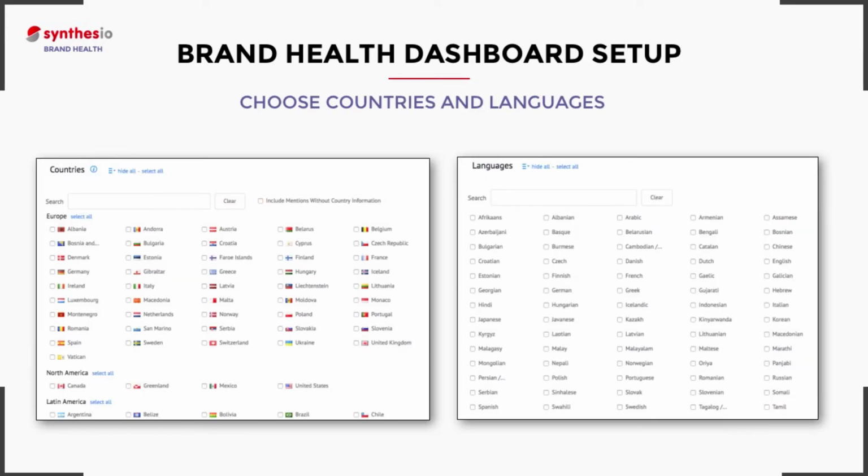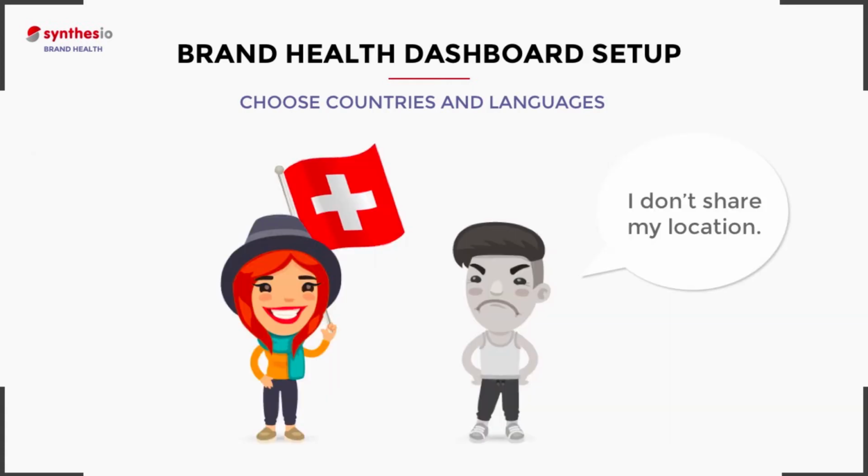Choose the countries and languages for monitoring. To cover social users who do not share geography, select Include Mentions Without Country Information. Language detection, powered by Synthesio's natural language processing, allows you to choose to collect mentions in any of over 75 languages. Select Not Available to capture mentions that are not identified as using any single language. For brand health use cases, it's important to remember that only some people share their locations online.